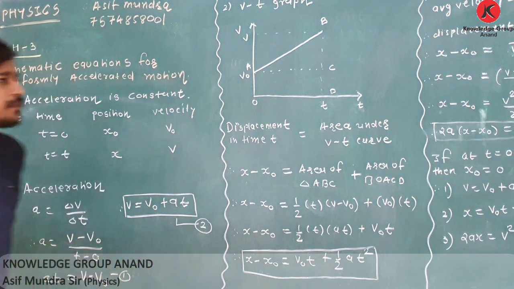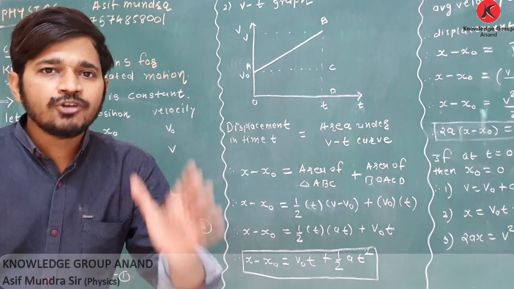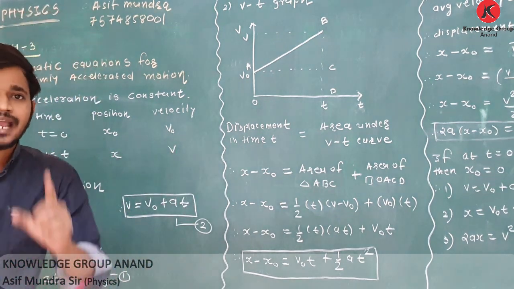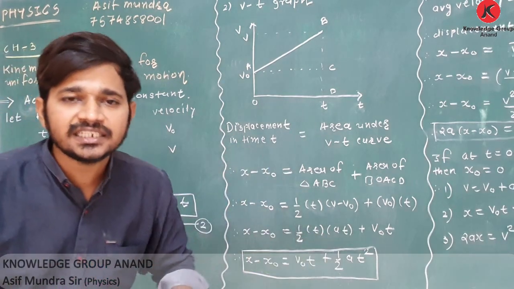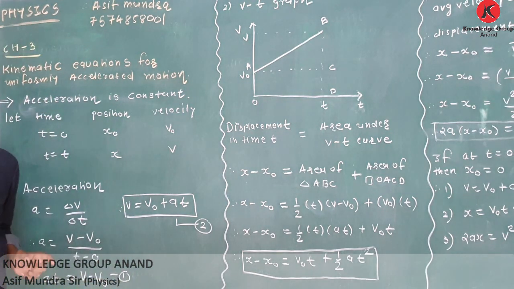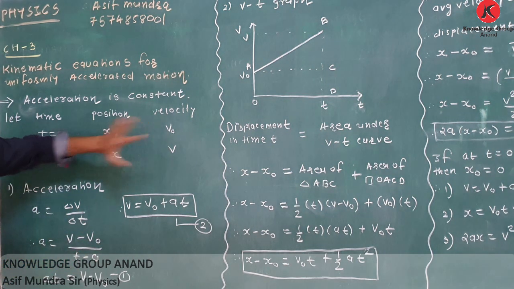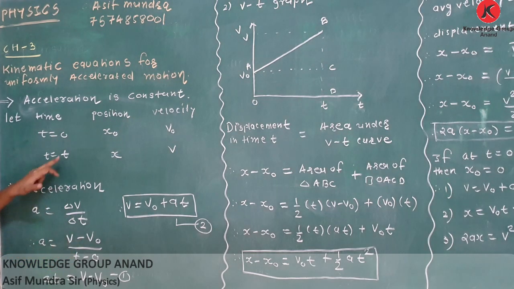Now we have to obtain the equations. The first equation is very simple to derive. For uniformly accelerated motion, we know that average acceleration is equal to instantaneous acceleration. So if I use the equation of acceleration, a is equal to delta v upon delta t, where delta v is the change in velocity. So a is equal to final velocity minus initial velocity, upon the time interval t minus 0.